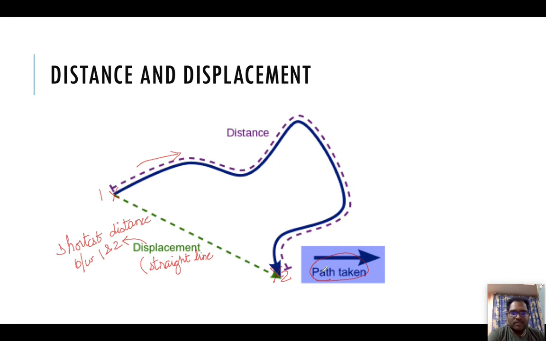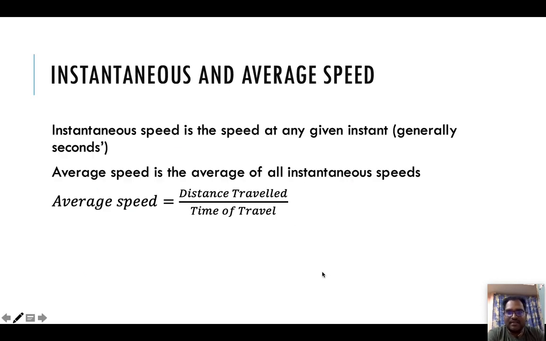Okay, so your displacement and distance are entirely different from each other. Displacement is the shortest distance between 2 points, and it is always going to be a straight line, whereas your distance depends upon the path that is taken by the object to travel, right?